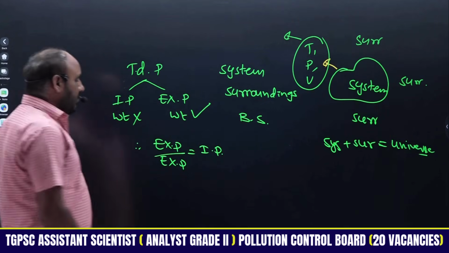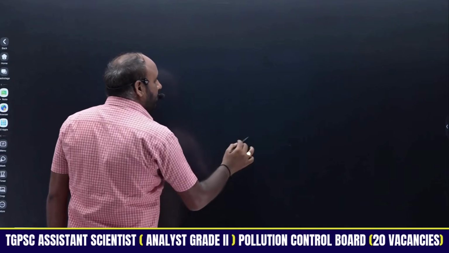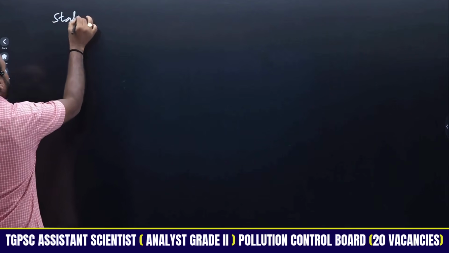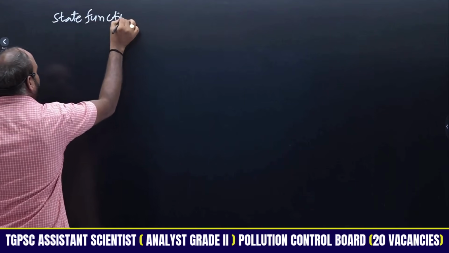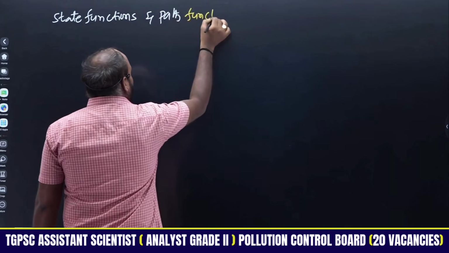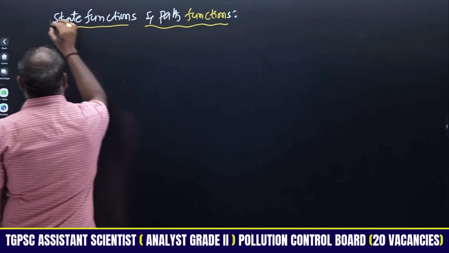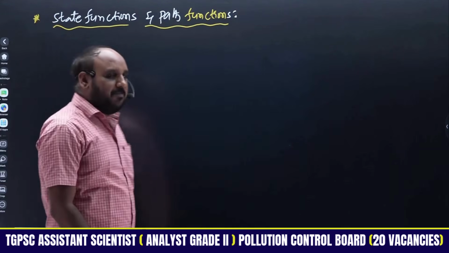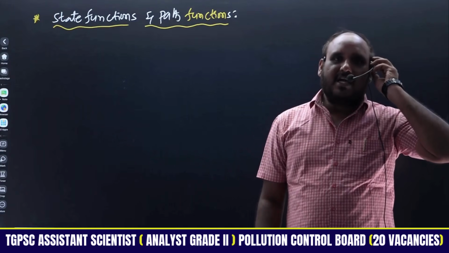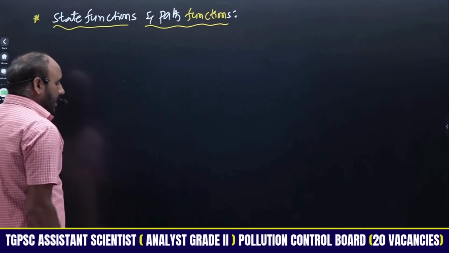In addition to this, we are going to discuss one more concept, that is state functions and path functions. We may also call them state properties and path properties. Two names are there, one is state, the other one is path. Depending on the terminology, we get two different kinds of properties, so that will be discussed.